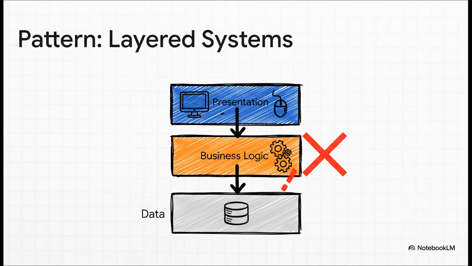Now, the golden rule here is that a layer can only talk to the layer directly above or below it. This creates this fantastic separation of concerns. It means you can completely swap out your database without having to touch your UI at all. It makes everything so much easier to maintain.